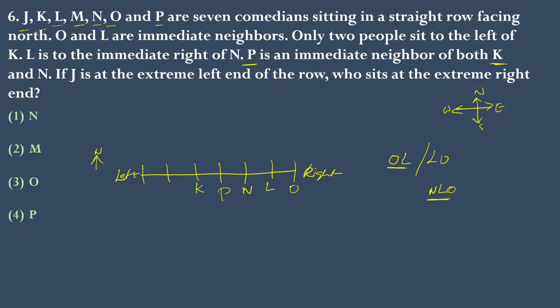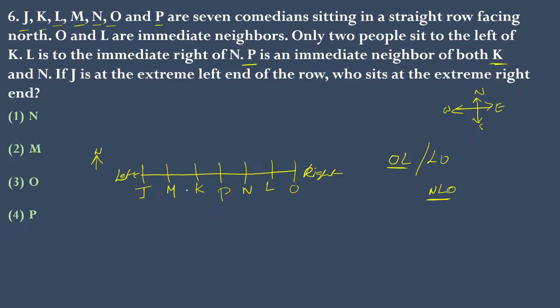Very good. And they given J is at the extreme left end of the row, so we can write J. What is the question? Who sits at the extreme right end? Before solving the question, we will fill the blank here. Only one person is remaining, that is M. This is the sitting arrangement.